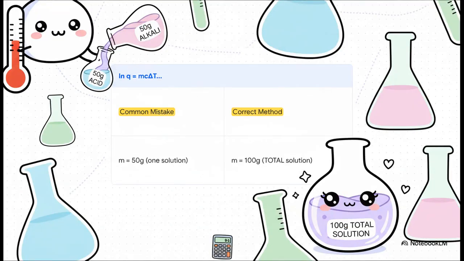In our beloved Q equals mc delta T, what does m actually stand for? It's the total mass of the stuff that's heating up. So if you mix 50 grams of acid and 50 grams of alkali, your m is 100 grams. Always use the total mass. It's a very easy mark to lose, but an even easier one to get right.